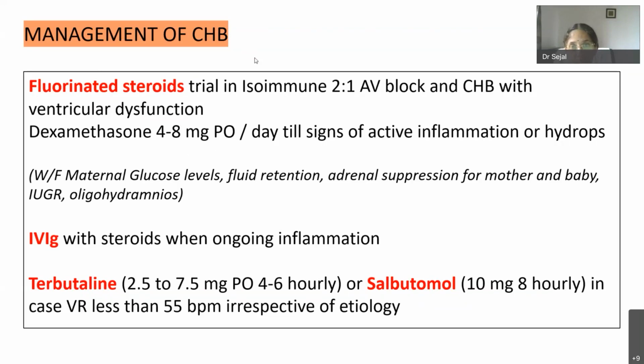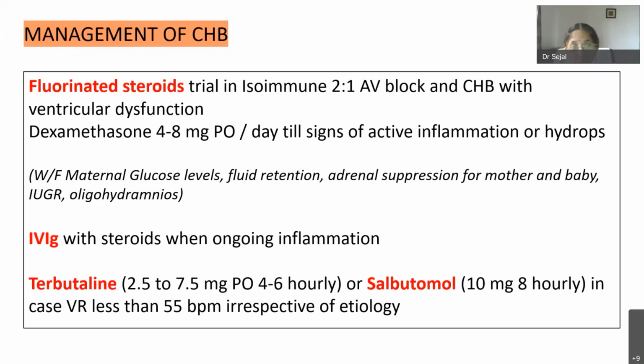Fluorinated steroids, in terms of complete heart block, I could consider using when I have ventricular dysfunction. And in terms of inflammation, it could probably help. As we spoke, myocardial inflammation to some extent could be controlled, and further damage could be prevented with steroids. There are a few case reports where people have used immunoglobulins along with steroids in that situation.